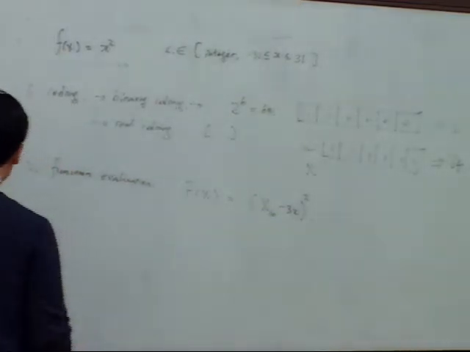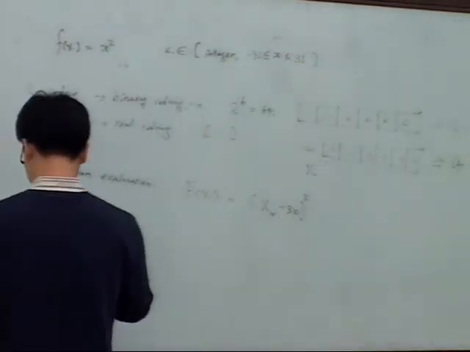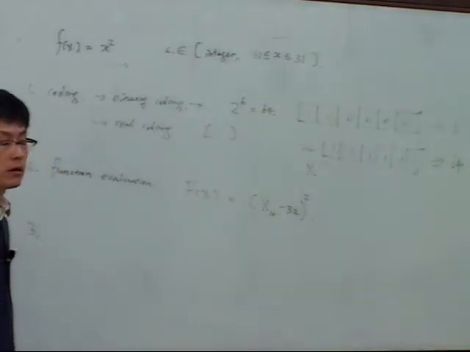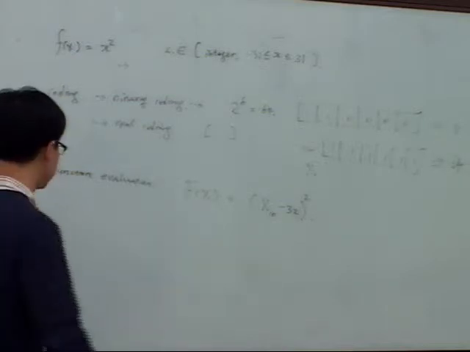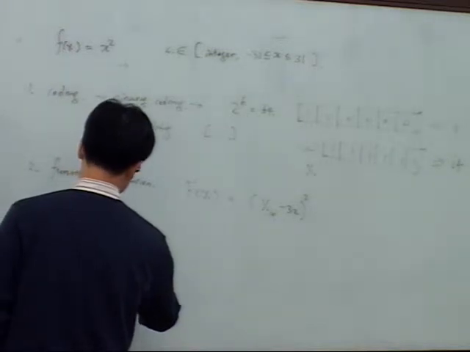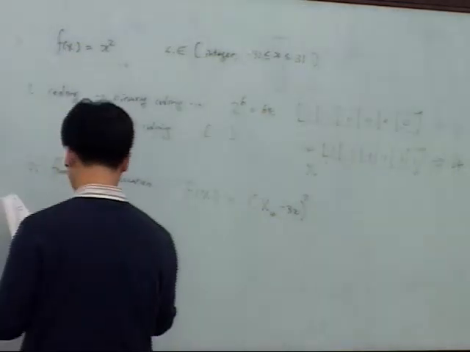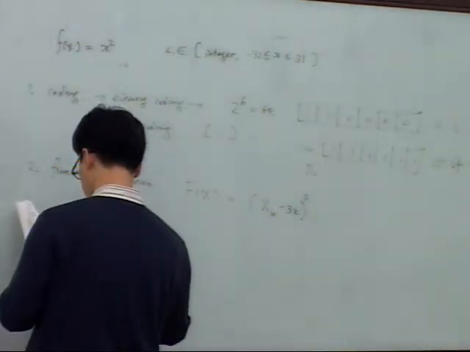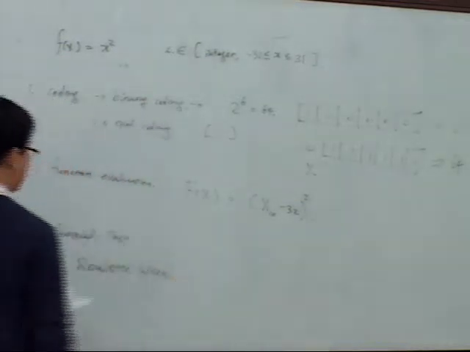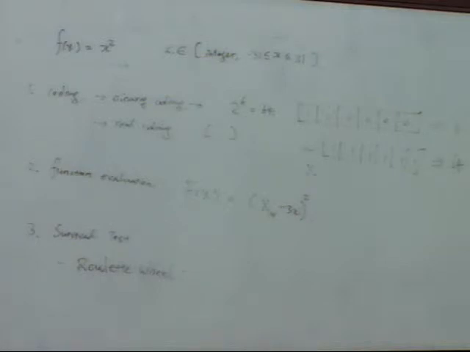Okay. Three, the evolution process. There are many other approaches to perform the survival test, but the simplest one is the roulette wheel. Roulette wheel approach.